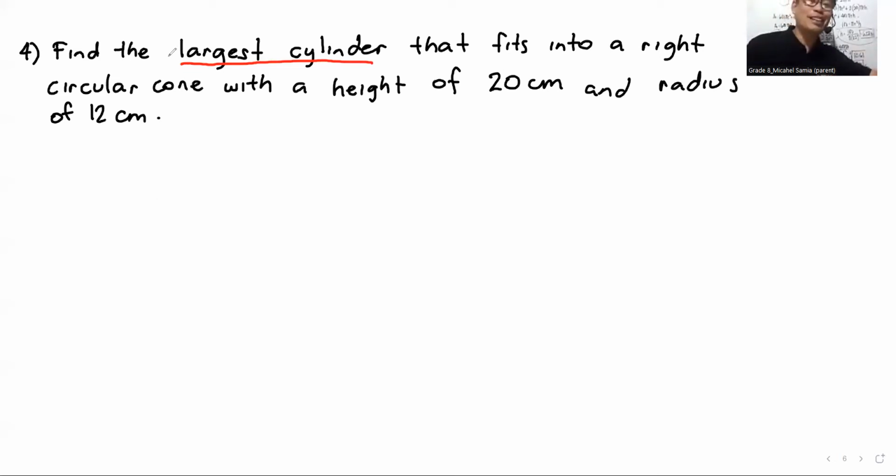Let's see how you draw the cone, Josh. Is there a pattern there in drawing a cone? Okay.